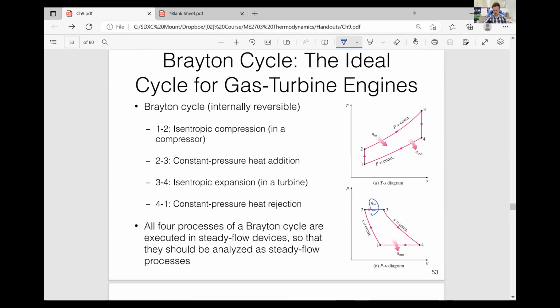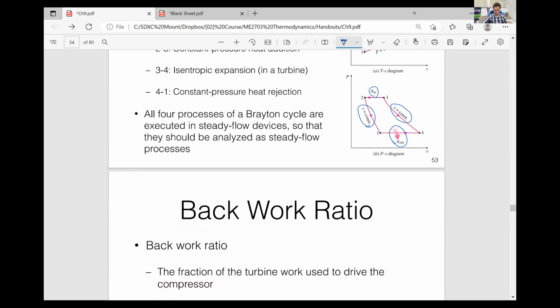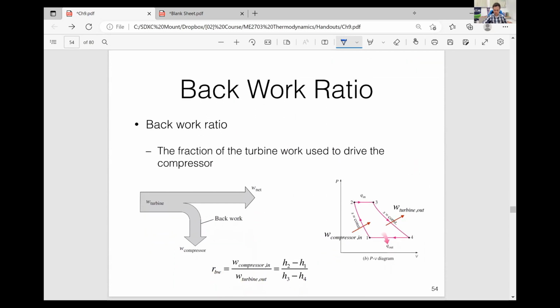Air is being compressed, isentropic compression. Then Q in, this is a combustion process. Then isentropic expansion is to produce the power. Then you need to reject the waste heat out of the system.